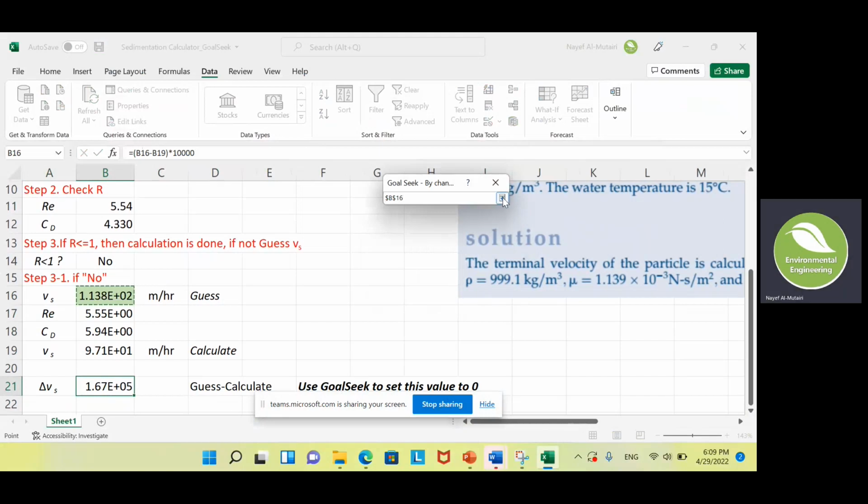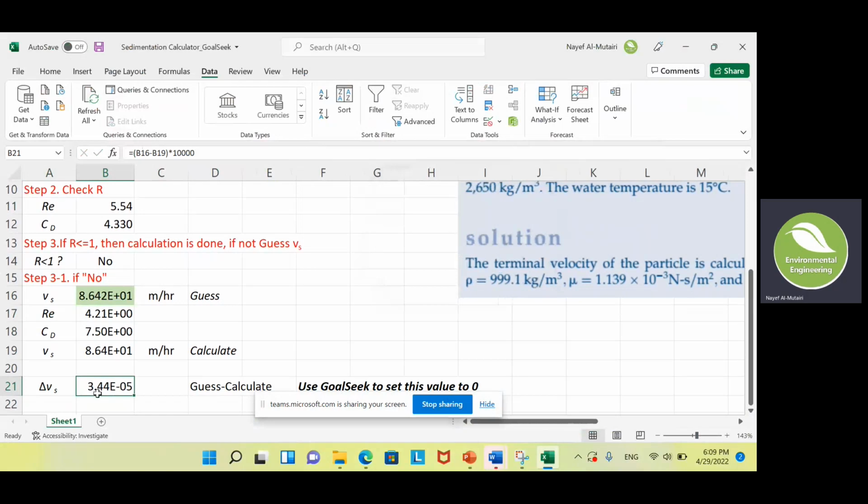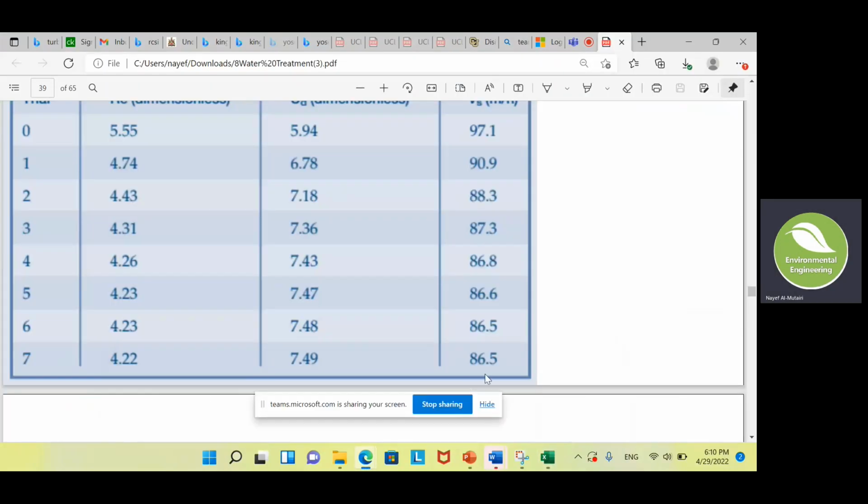So we go and look at the solution. The delta VS is 3.44 times 10 to the minus 5. That is beautiful, that is almost zero. So what is the answer? The real settling velocity is 86.4 meters per hour, and that is almost the solution given in the notes. 86.4, 86.5, it's the same thing. So I think this is it.